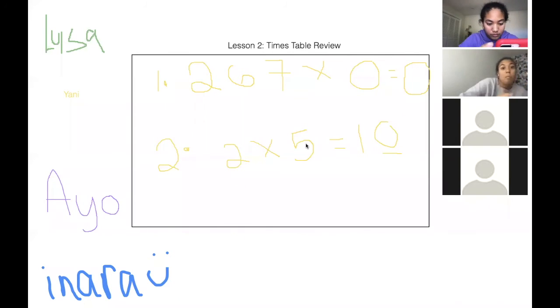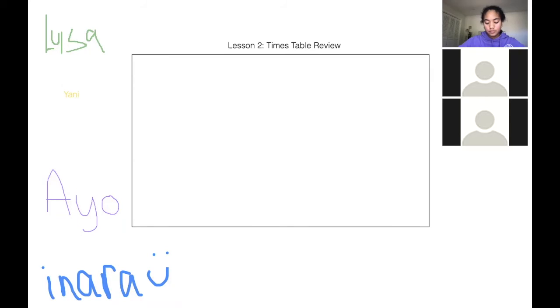The 5 times table, let's just go over some practice problems. So for this practice problem, we'll do 5 times 6. Or no, let's do 5 times, we already did that. So let's do 5 times 9. So 5 times 9, I'll give you guys some time to do that. Okay, yeah, it's 45.